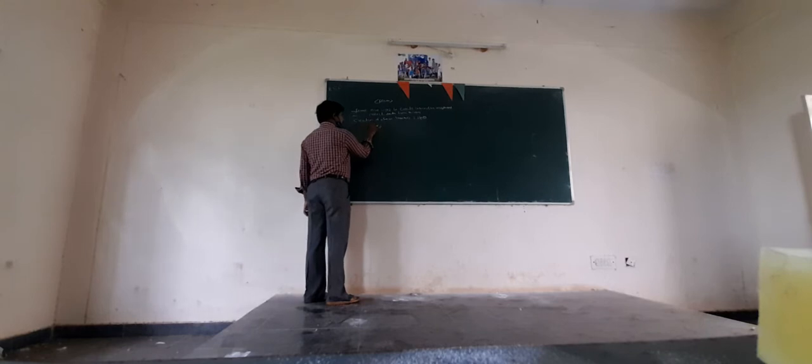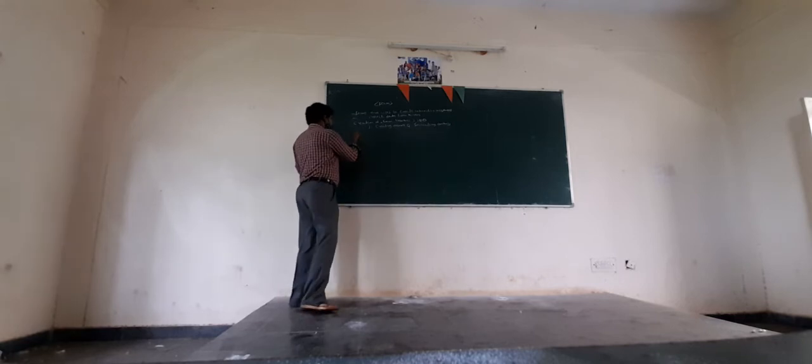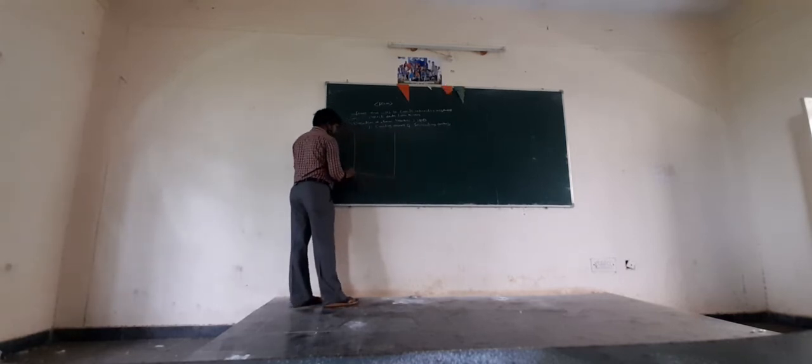First step is creating controls and formatting controls. So creating controls means inserting controls. Suppose here I am drawing a form, a simple form.